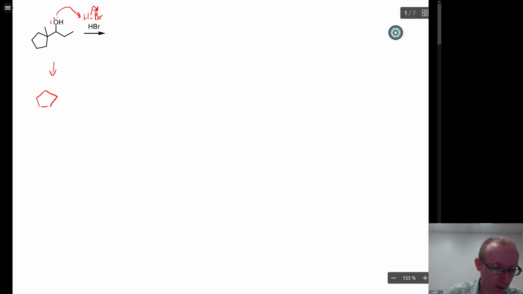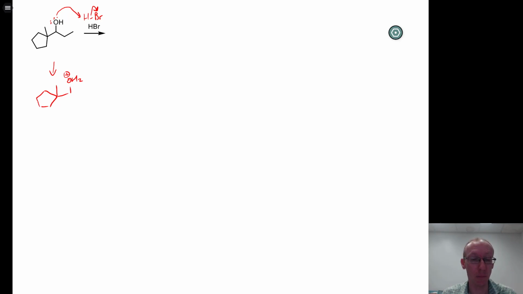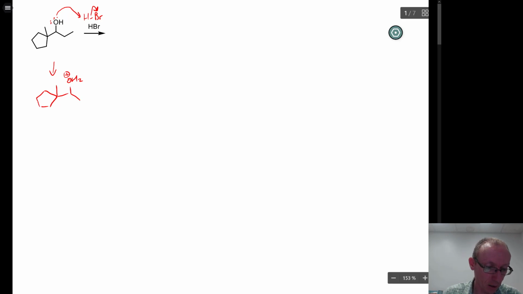Okay, so there's our 5-member ring, untouched. Here's our alcohol. Now we've got a second hydrogen on there, and it's got a positive charge because the oxygen's used its lone pair of electrons to form a new bond to that proton. Okay, and then there's the rest of the molecule. Now we're going to form that carbocation, so let's do that next.